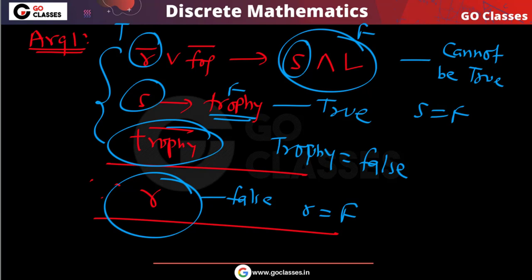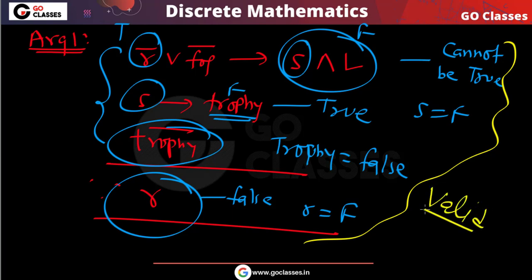So what I can say is that after making the conclusion false, whatever you do, you cannot make all the premises true. So this is a valid argument. In other words, I can say that if all the premises are true, then the conclusion cannot be false.